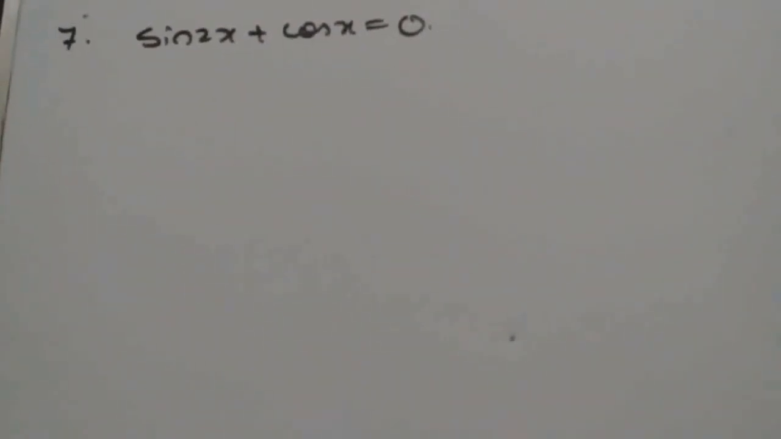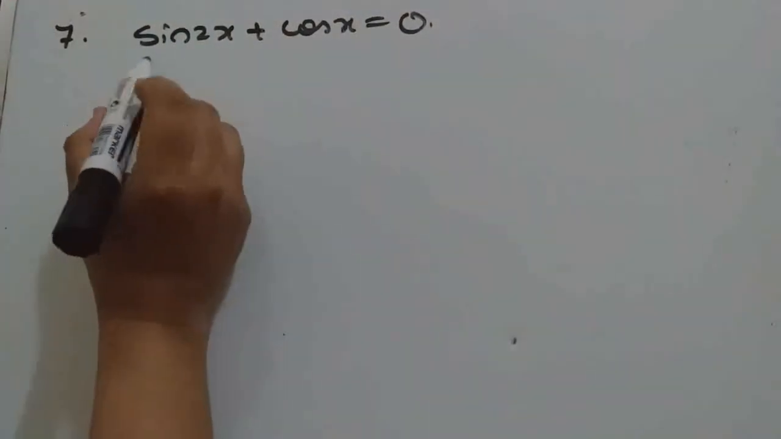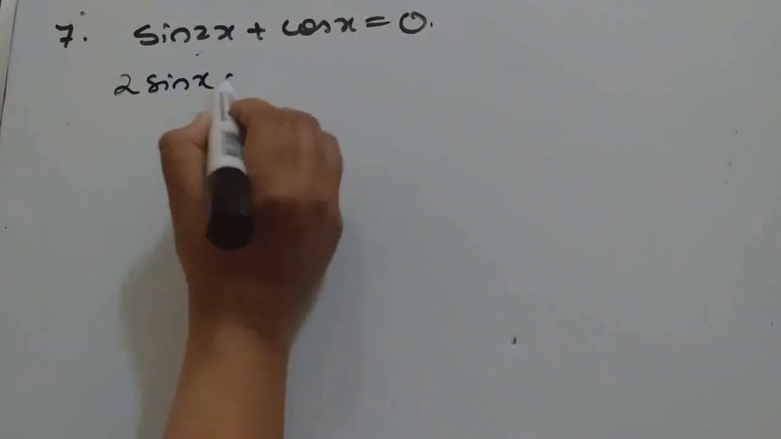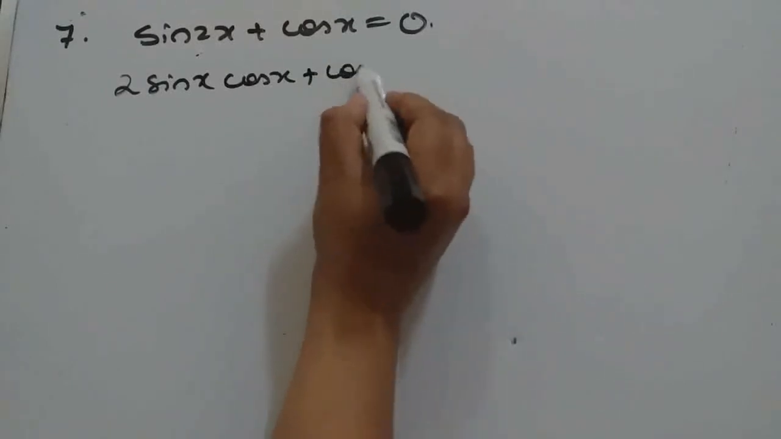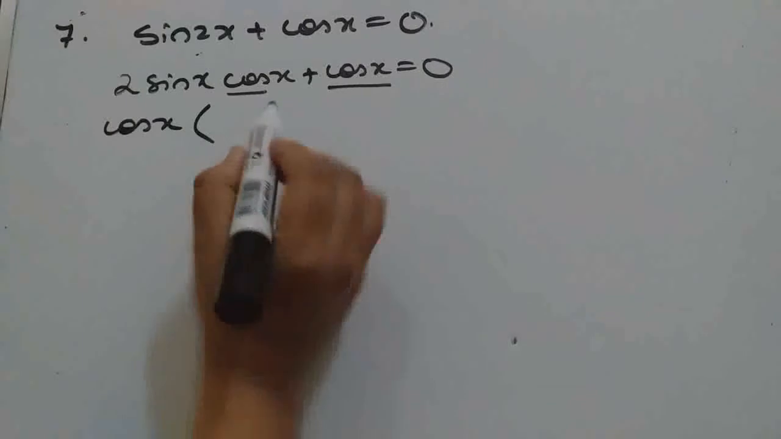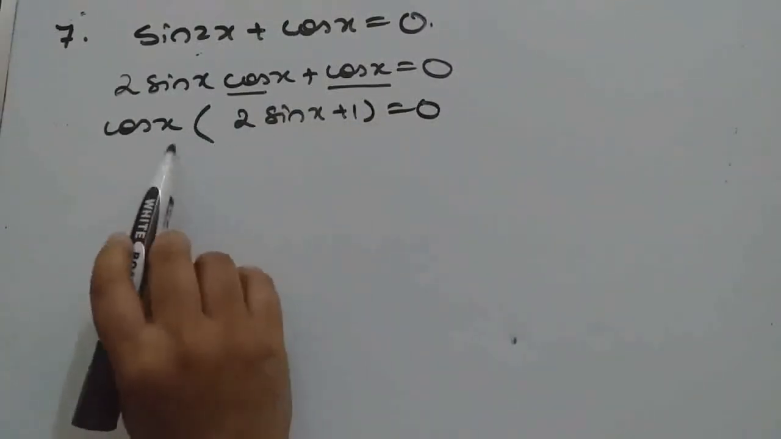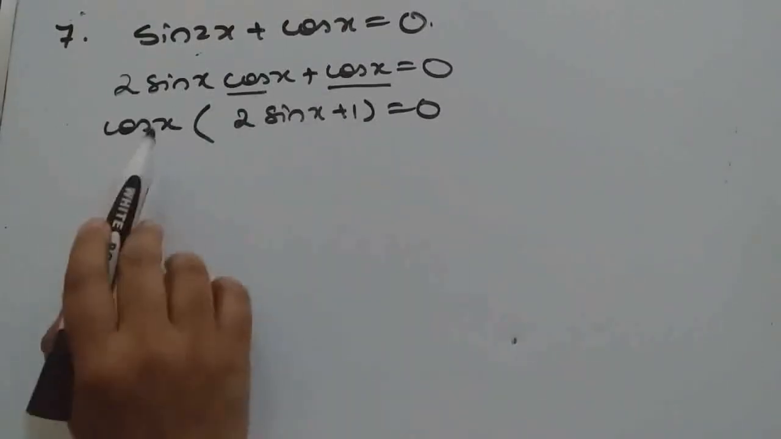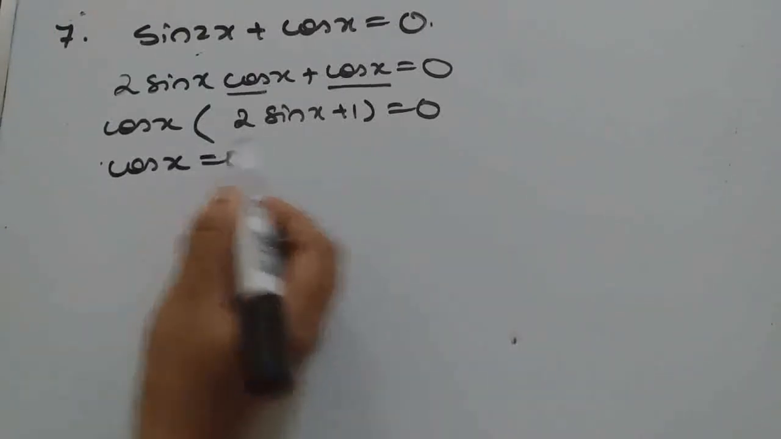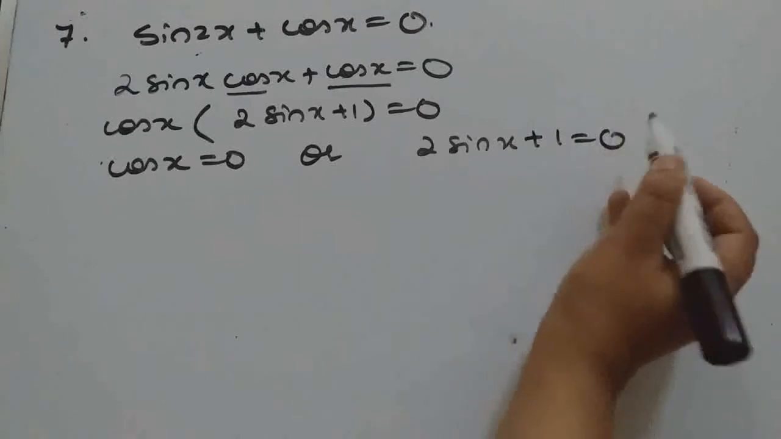sin 2x plus cos x. Okay, so here the sin 2x formula we can apply: 2 sin x cos x plus cos x equals 0. Now see, cos x we can take common, so cos x (2 sin x plus 1) equals 0. If the product of two functions equals 0, that means either of these will be 0. So that implies cos x is 0 or 2 sin x plus 1 equals 0.